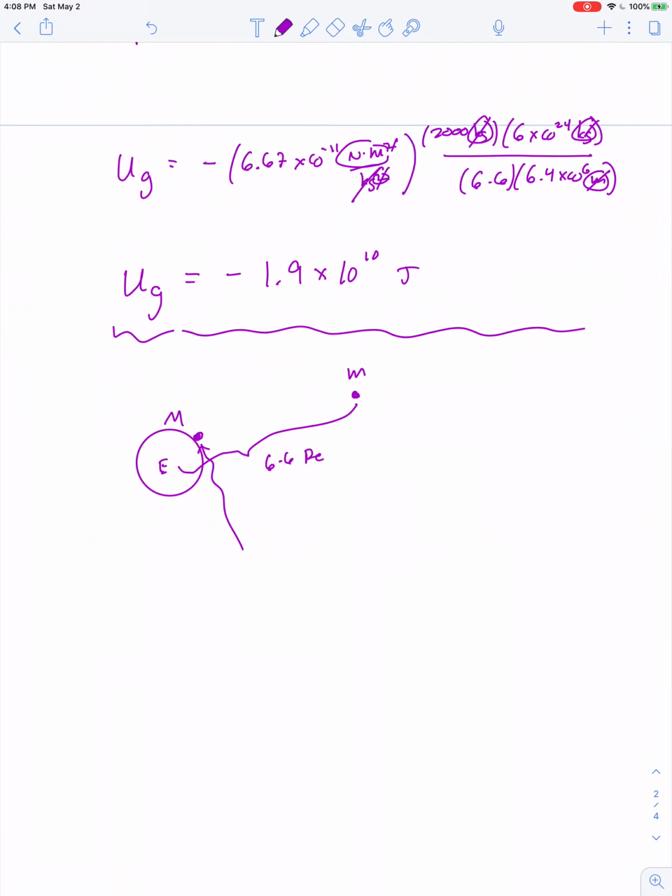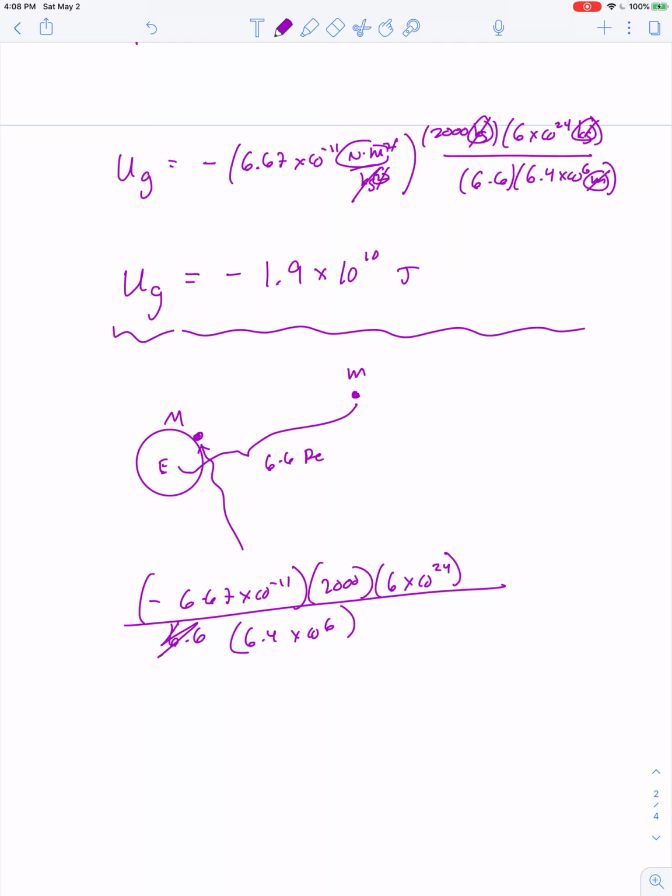Then we have a value equal to negative 6.67 times 10 to the negative 11th times 2,000 times 6 times 10 to the 24th divided by 6.4 times 10 to the 6th. And notice, I'm not multiplying by 6.6. It's at a distance now of 1 Earth radius. So if you plug in the numerical values into your calculator, you find in this case the gravitational potential energy is a negative number of greater magnitude, meaning it's lower in value than it is at altitude, which we would expect.